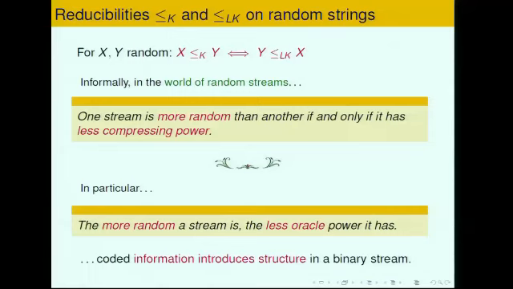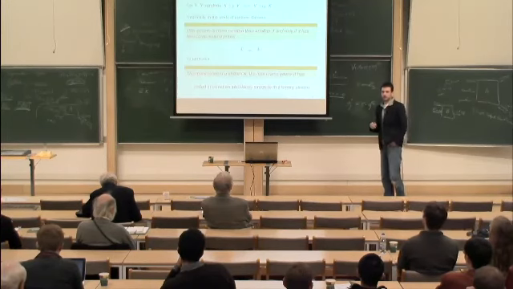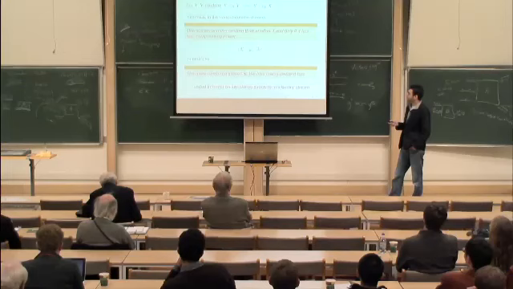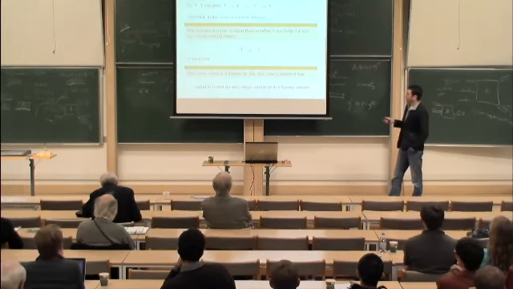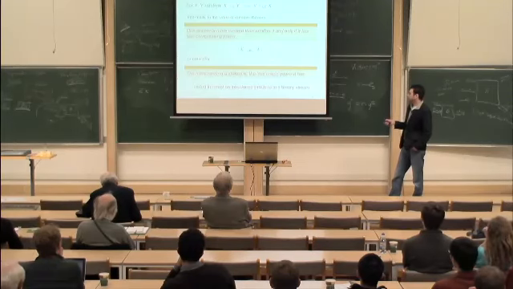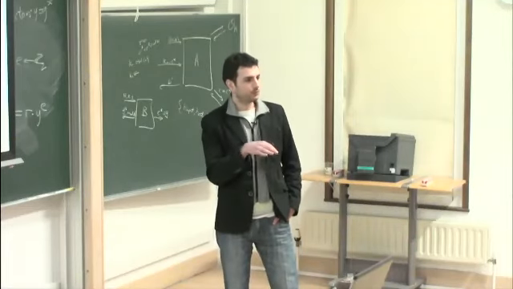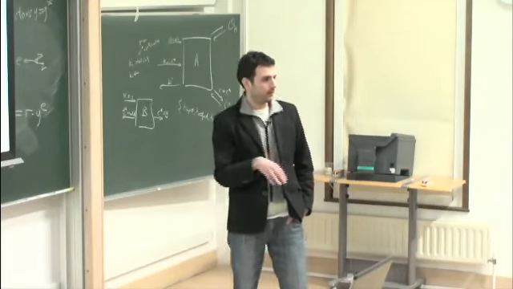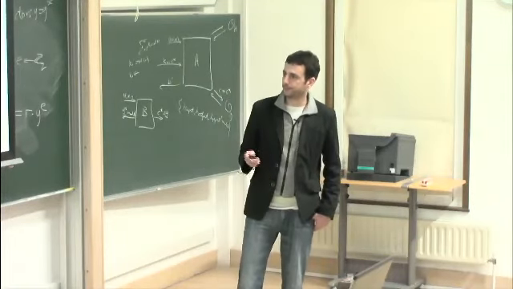So another connection between these two notions is that for random sequences, one is the inverse of the other. In other words, one stream is more random than another, if and only if it has less compressing power. In particular, the more random a stream is, the less oracle power it has, which fits with our intuition about randomness, because the more random a sequence is, the harder it is to code information into it. Information introduces structure in a string.